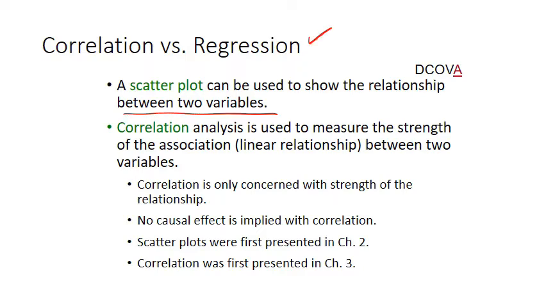So, correlation versus regression: a scatter plot can be used to show the relationship between two variables. So this is what we do in regression. Correlation analysis is used to measure the strength of association between two variables. This correlation tells us how much two variables are interlinked with each other.